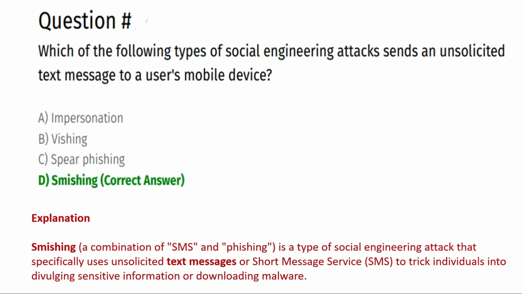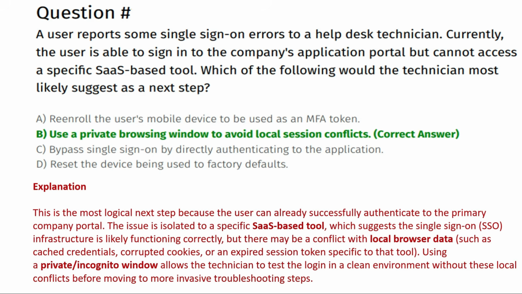So smishing, a combination of SMS and phishing, is a type of social engineering attack that specifically uses unsolicited text messages, short message service, SMS, to trick individuals into divulging sensitive information or downloading malware. So that's why the correct answer for this question is option D, smishing. And this is the next question.